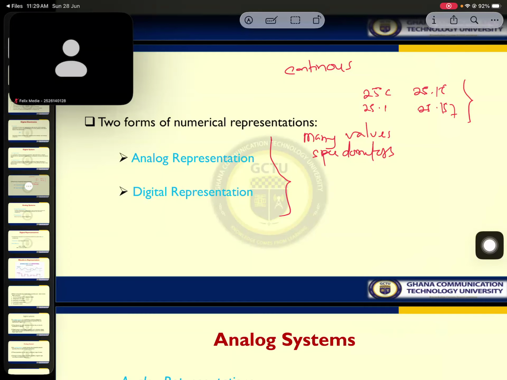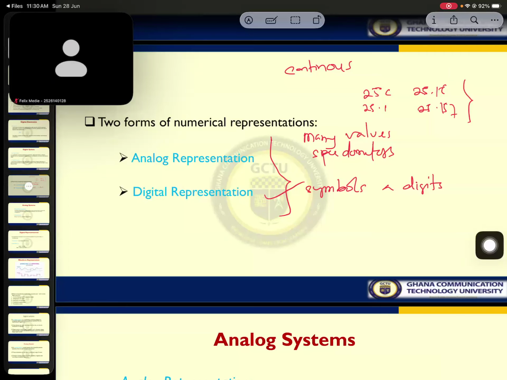Analog. Now, let's come to digital representation. In digital representation, quantities are represented using symbols or digits. So here we use symbols and digits. The value changes in steps, not smoothly. So here it is not continuous, it is not smooth. You understand? The value changes in what? In steps. Now, who can give us an example of a digital system?